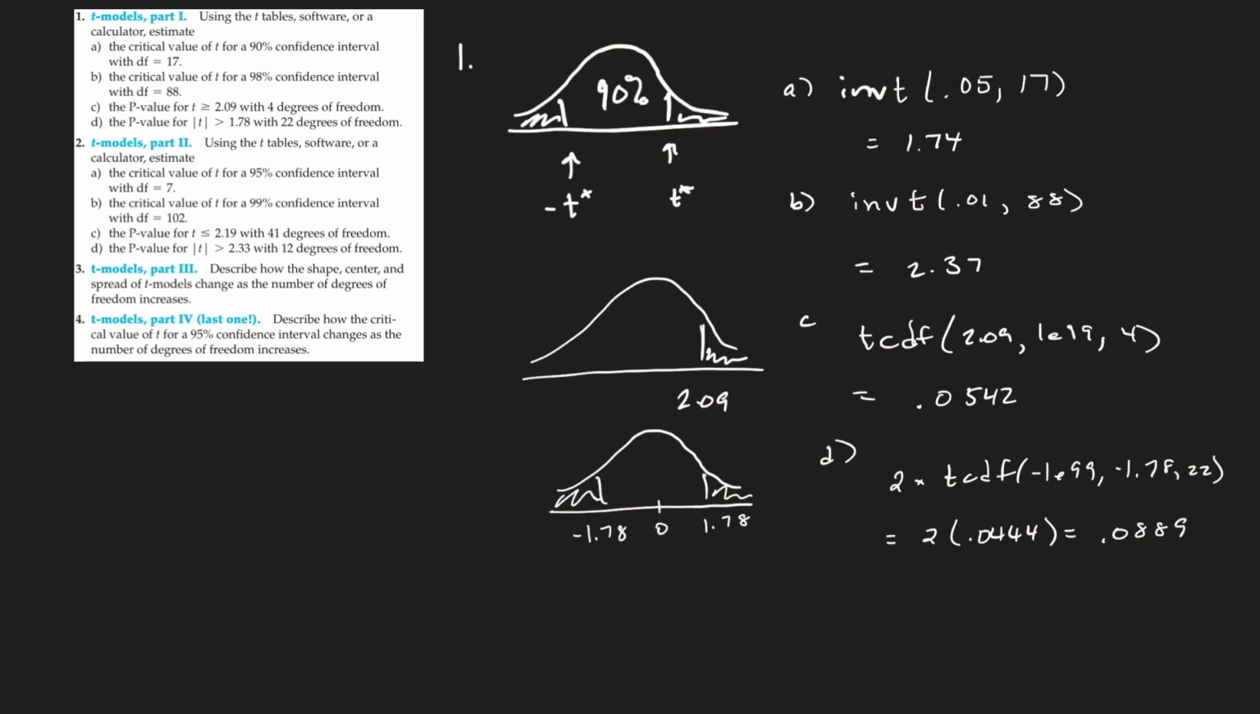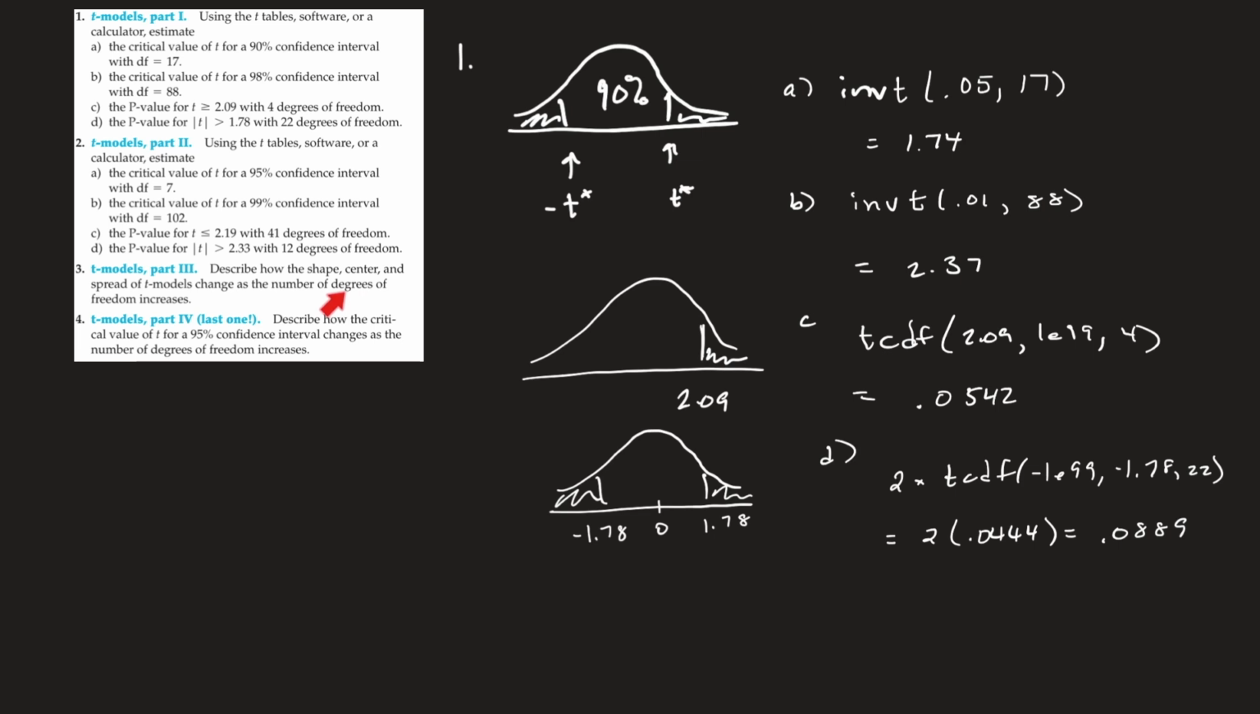Number 3 says describe how shape, center, and spread of T models change as the number of degrees of freedom increases. There are no numbers here, and so you're like, well, how am I supposed to describe it? It's just a general description. First of all, T models, just like the normal models, are all unimodal and symmetric. So the shape as degrees of freedom increases will not change.